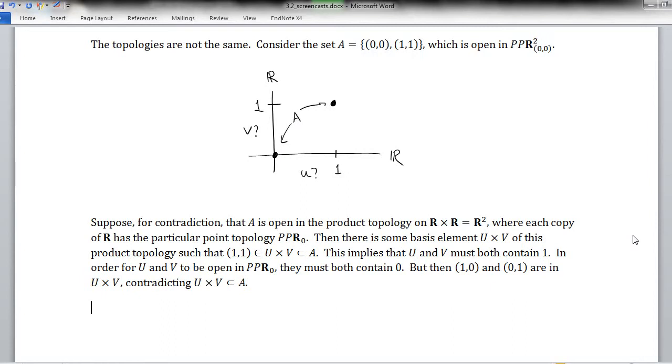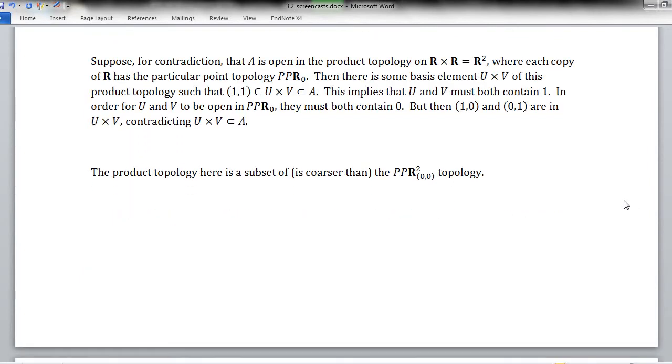However, the containment does hold in the other direction. Okay, the product topology here is a subset of, or in our other language, we can say it's coarser than the PPR2 at the origin topology. Okay. So this would be interesting for us to show as well. Well, let's see. We take a basis element U times V of our product topology. It must have U and V each being open in PPR sub 0, right? So each containing 0, or they could also be equal to the empty set.